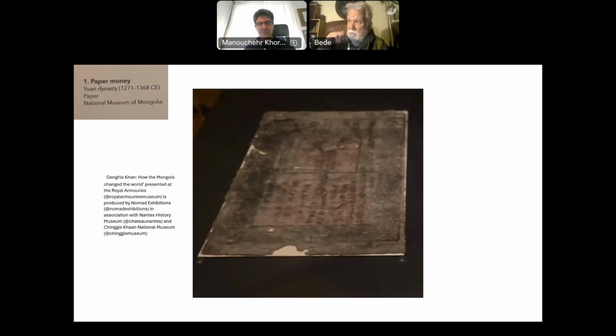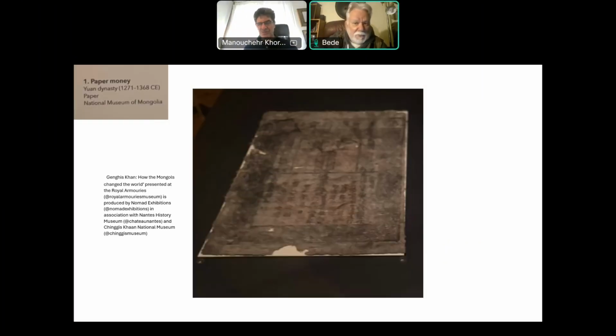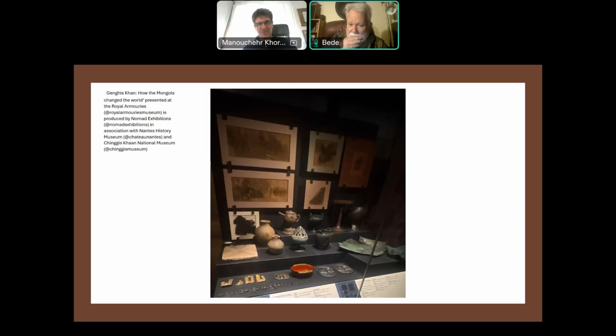These paiza came in ranks, so you had gold ones, silver ones, and bronze ones. Obviously, if you've got a gold one, you're really important. You've got a silver one, you're pretty important. You've got a bronze one, you're probably just an official. But they were coated by the metal that they were made out of. And you notice both of them are designed to be hung from the belt.